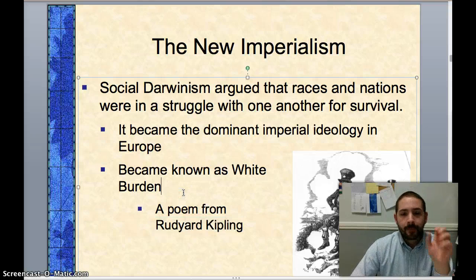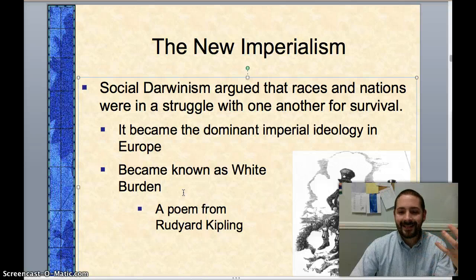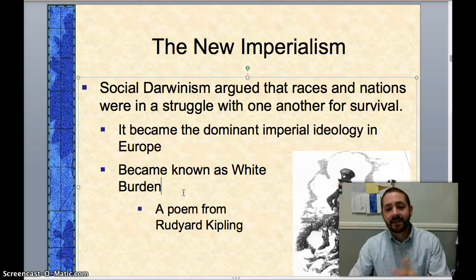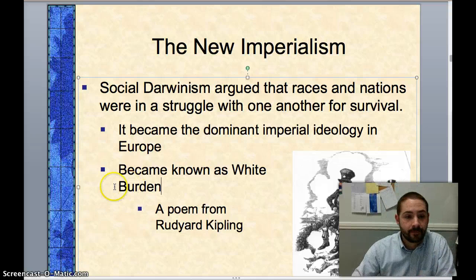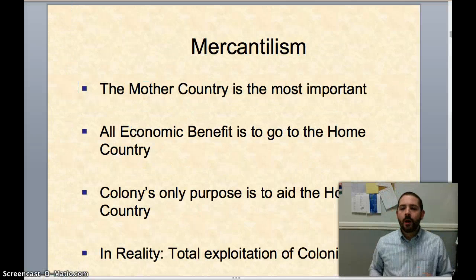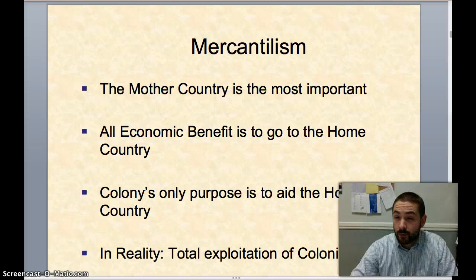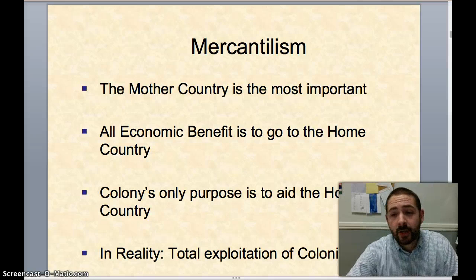It's a poem, but it's also this idea, right? So it's a poem, certainly, but it's also this idea, this philosophy that guides new imperialism, okay? One other important thing to remember about the new imperialism is this idea of mercantilism.